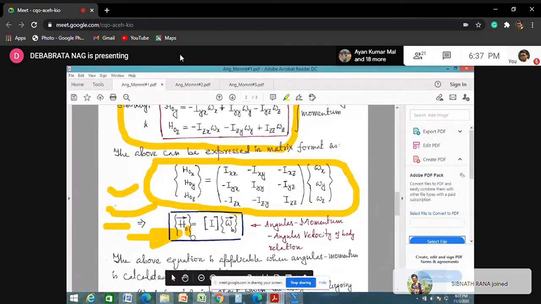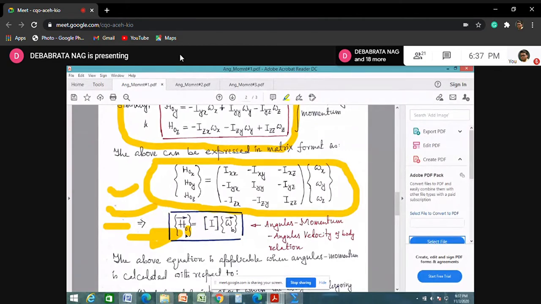Now, when I am saying that it is relative angular momentum, in the first case, when the point is the center of mass, then you see the relative angular momentum and absolute angular momentum will be all the same.